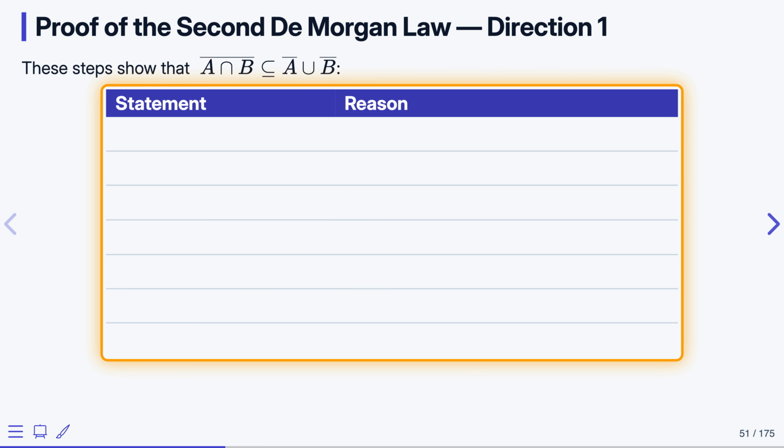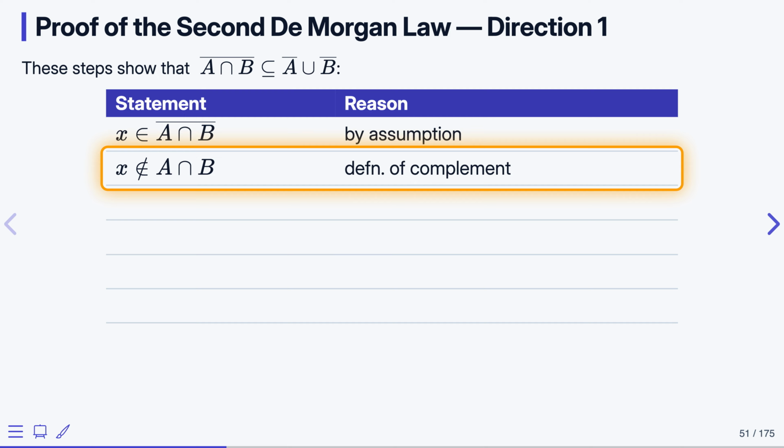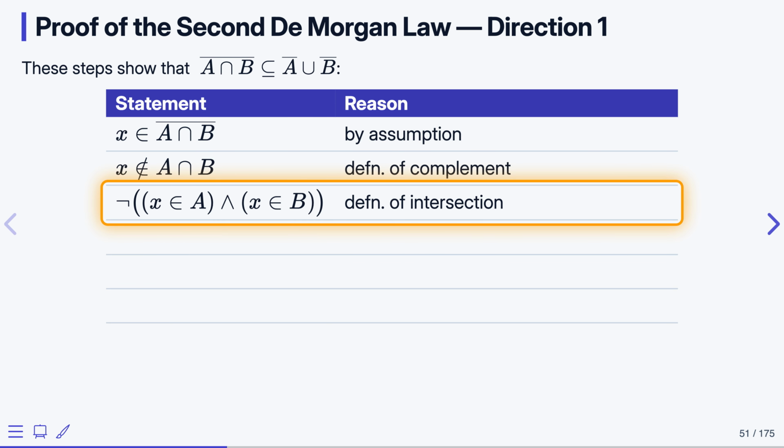Now the first direction. To show a subset, we take a typical element x on the left and show it must be on the right. Read the table from top to bottom. We assume x is in the complement of A intersect B. By the definition of complement, that means x is not in A intersect B. By the definition of intersection, being in A intersect B means x is in A and x is in B, so not being in it means not, in brackets, x in A and x in B.